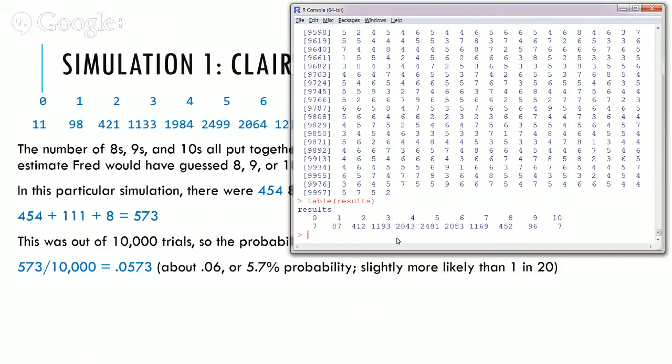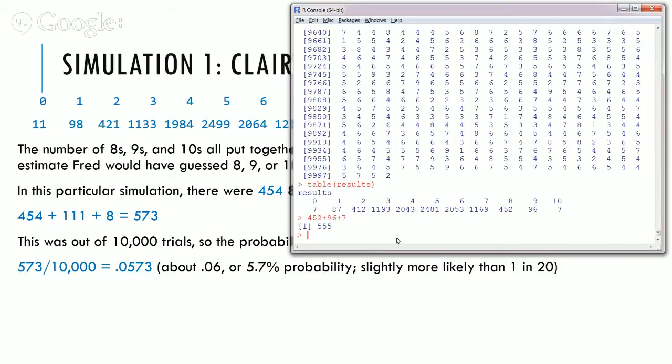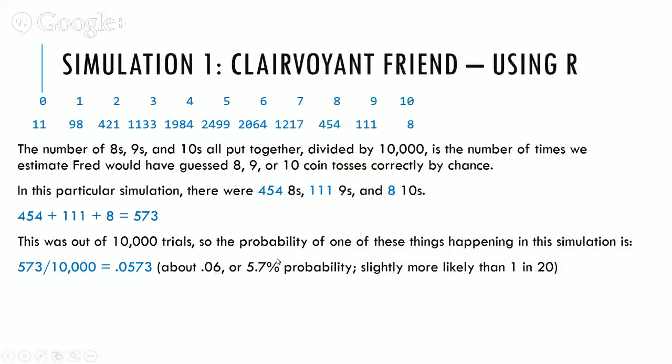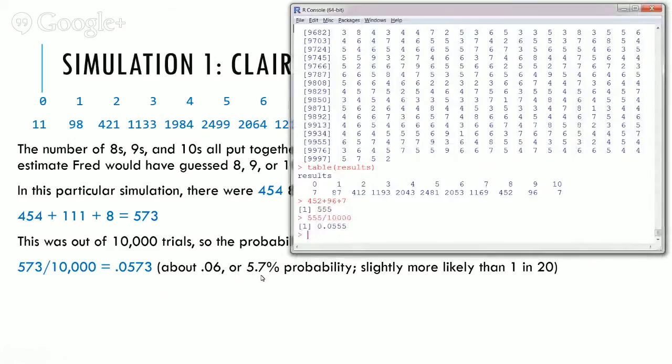Now, over here in the simulation, we've got something different, because every time you run random, it's slightly different. So what is 452 plus 96, R makes a great calculator, plus 7. And then what's 555 divided by 10,000? 0.0555. So it's 5.6%. So in this one simulation, we got 5.7. In the current simulation here, we got 5.6%.